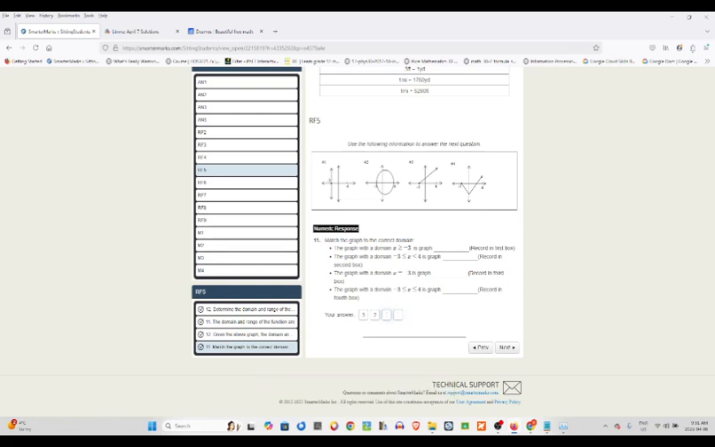Oh, I said 1 and typed 0. And process of elimination. Oh, no, you know what? I made a mistake. We have two that go from negative 3 to 4. I wasn't paying enough attention.